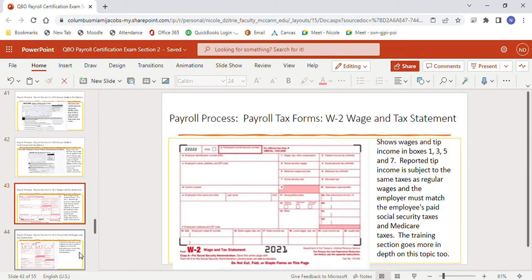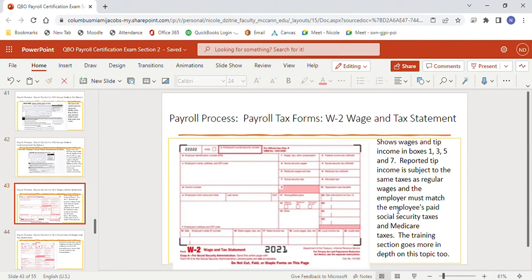It's correct, so I would go into that video and look further at the 940. And then you have your W-2, which shows your wages and tip incomes in boxes 1, 3, 5, and 7. Just note, reported tip income is subject to the same taxes as regular wages, and you would also see it in boxes 1, 3, 5, and 7. I believe it's box 8 for anything that you didn't report. So let's say in your last week of employment, you didn't get to report your tips, you have to add that in. Or if something got left out of the time period you were working and you want to report that, you would report that on line 8.